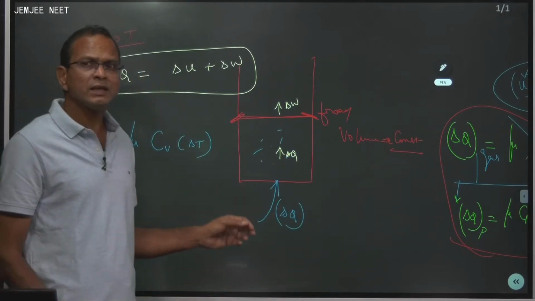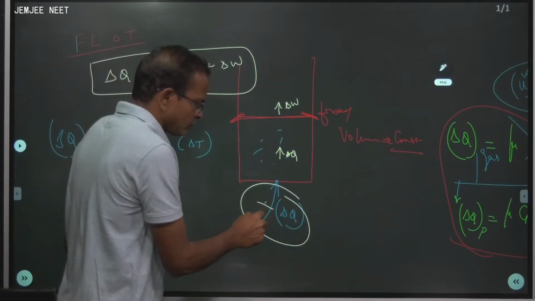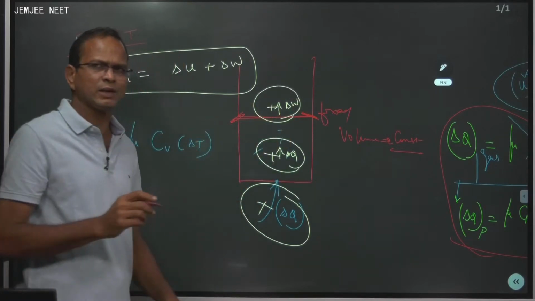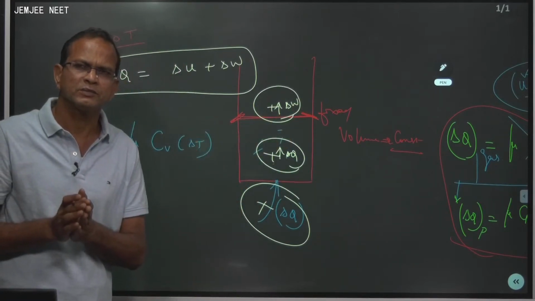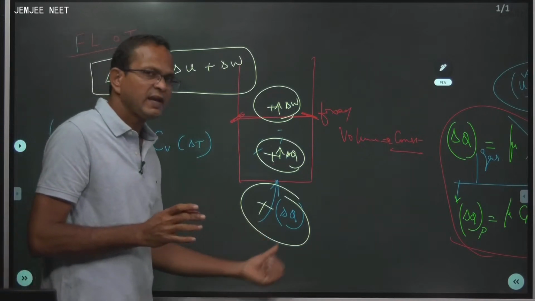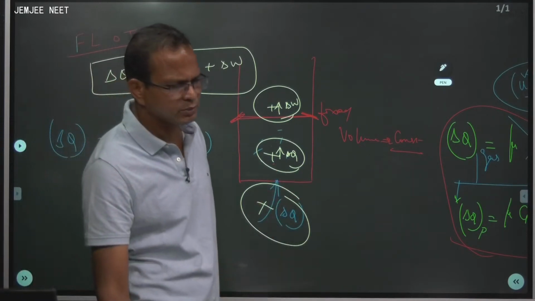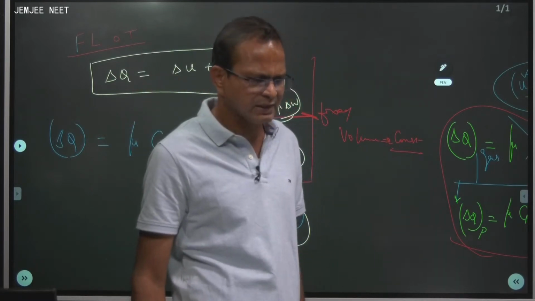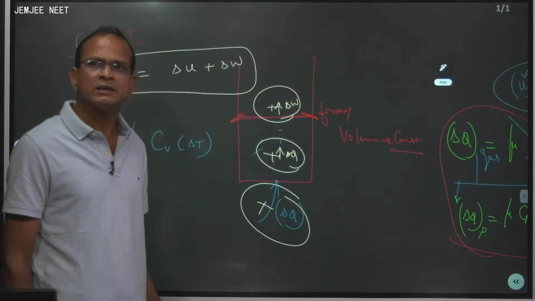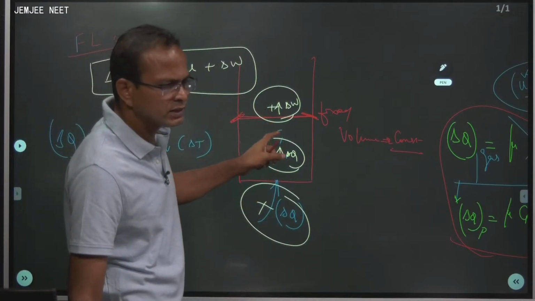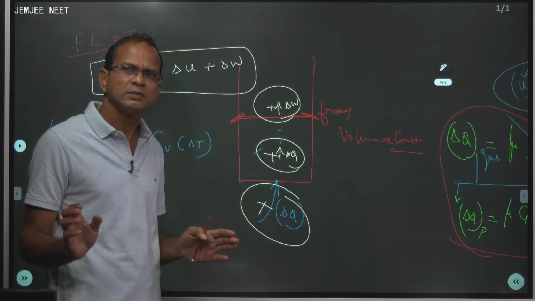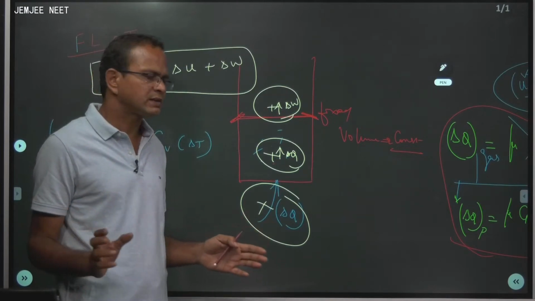Is it necessary that when delta Q is positive, delta U should also be positive and delta W should also be positive? When heat is supplied to the system, you put your system on an LPG stove and heat it, is it compulsory that both internal energy and work done should increase? I mean positive. No, sir. Not necessary. Very good, excellent.